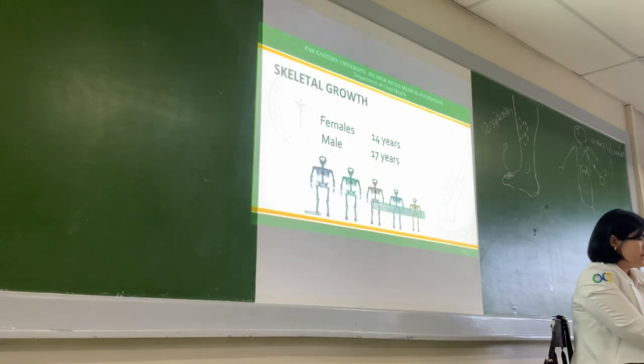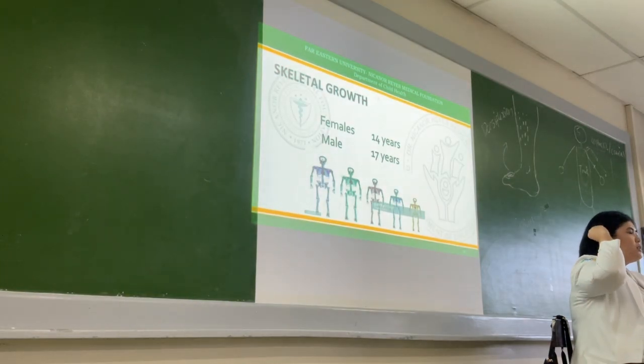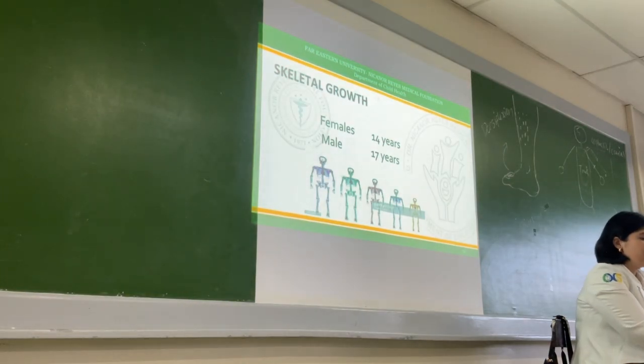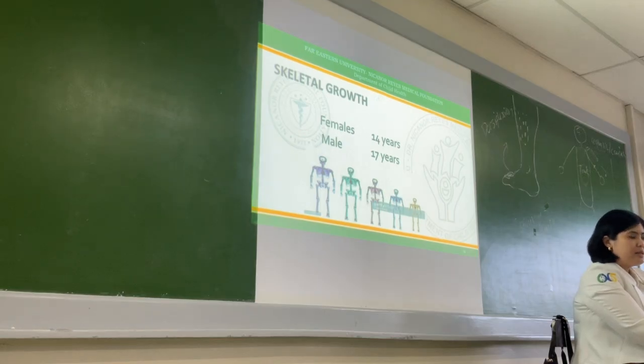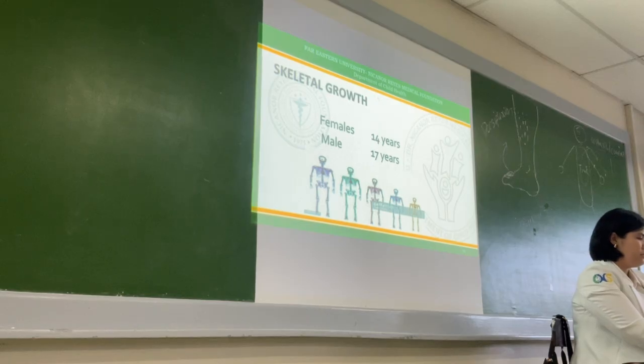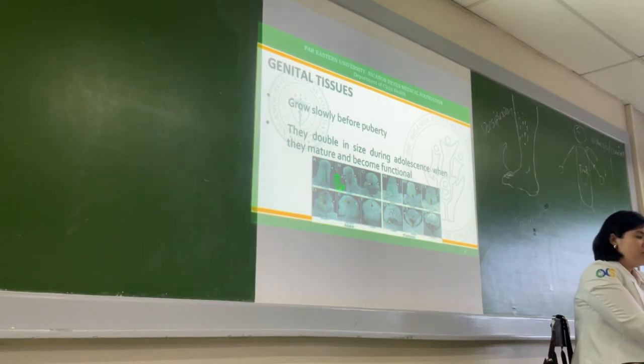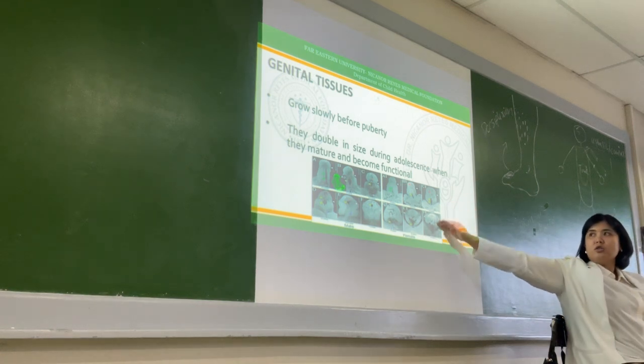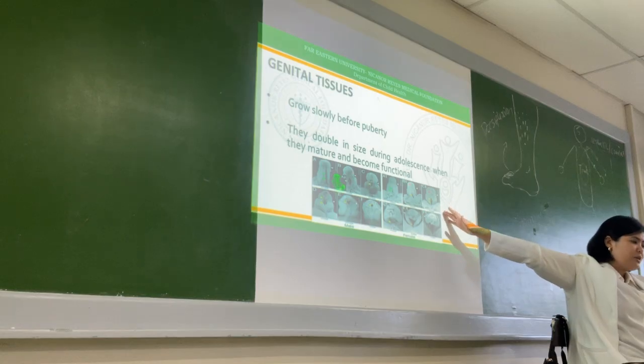So, moving to skeletal growth. It continues until the fusion of the epiphysis of the long bones has occurred. This happens for females at 14 and males at 17. Genital tissue, before puberty, has slow growth. They double in size during adolescence, so they become mature and functional during that period. And the pictures show the development of the clitoris and the penis.